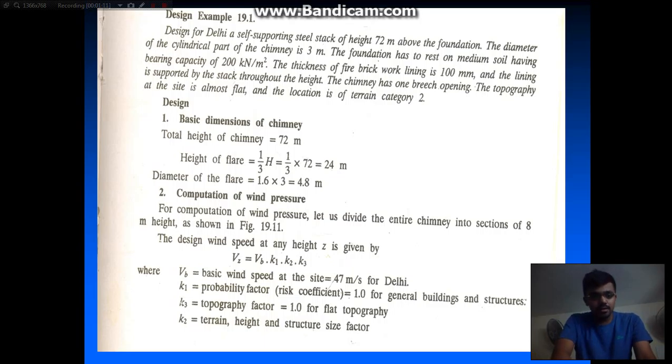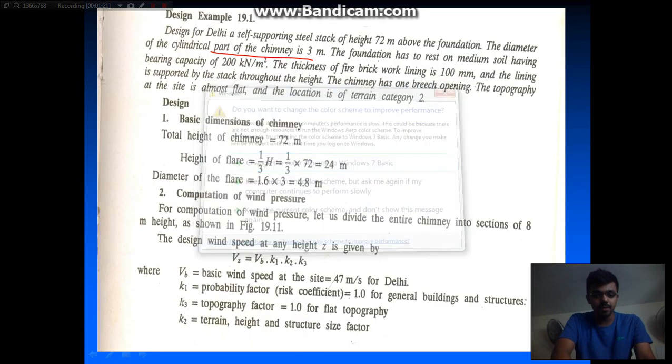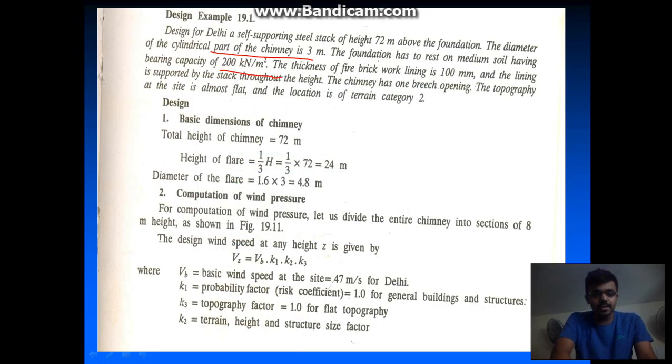The diameter of the cylindrical part of the chimney is 3 meters. The foundation has to rest on medium soil having a bearing capacity of 200 kilonewton per meter square. So this is our SBC for the foundation. The thickness of the fire brickwork lining is 100 mm, and the lining is supported by the stack throughout the height. The chimney has one breech opening. The topography at the site is almost flat, and the location is of terrain category 2. All these factors have to be taken into consideration when we are designing steel chimneys.